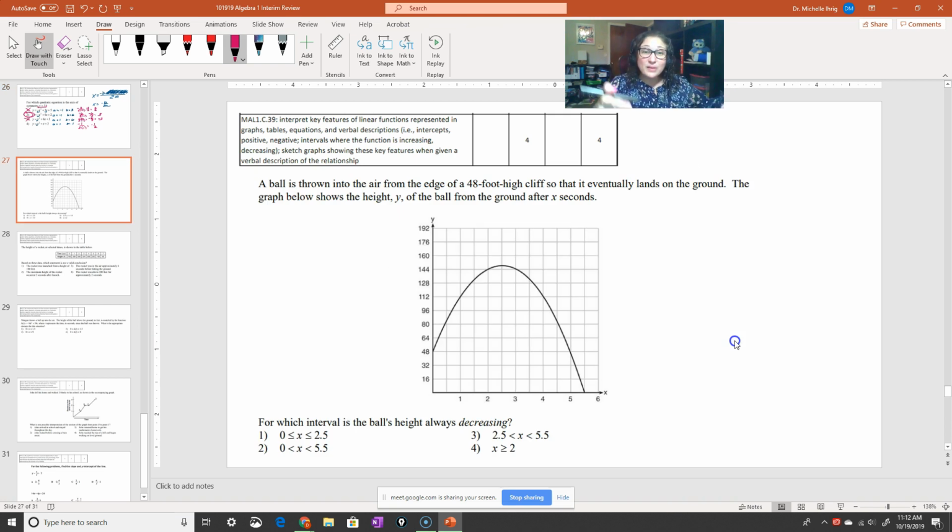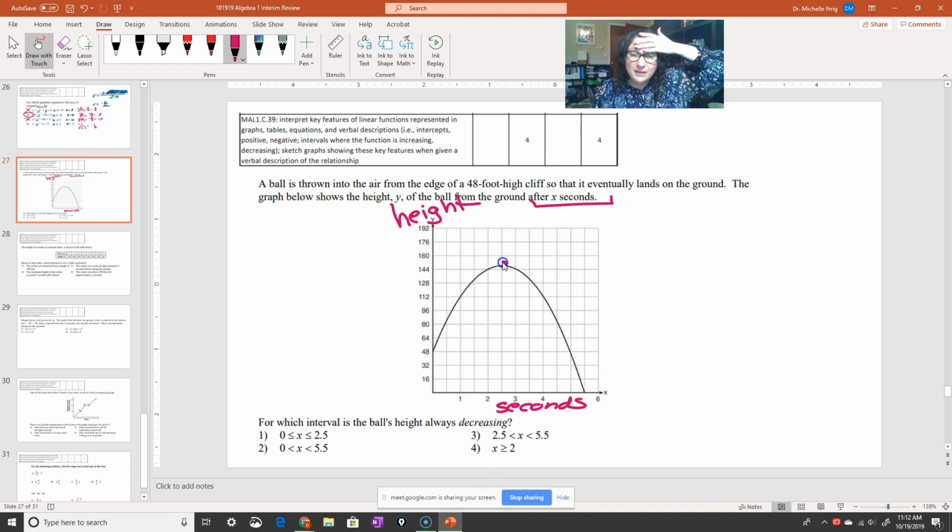A ball is thrown in the air from the edge of a 48-foot cliff so that it eventually lands on the ground. The graph below shows the height of the ball and the ground. For which interval is the ball's height decreasing? Because it says height is y, on my scratch paper I write the word height here, and because it tells us x is seconds, I write the word seconds here. Since it says the ball is decreasing, I know it's talking about height decreasing.